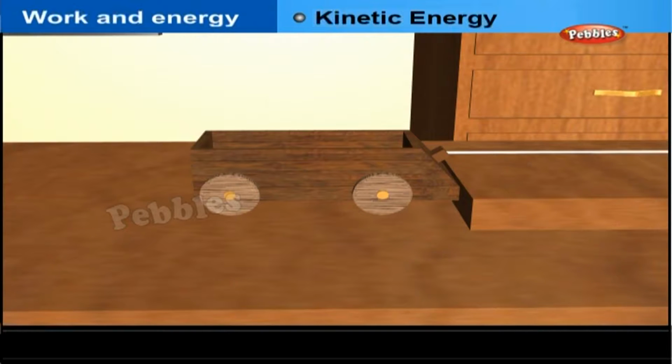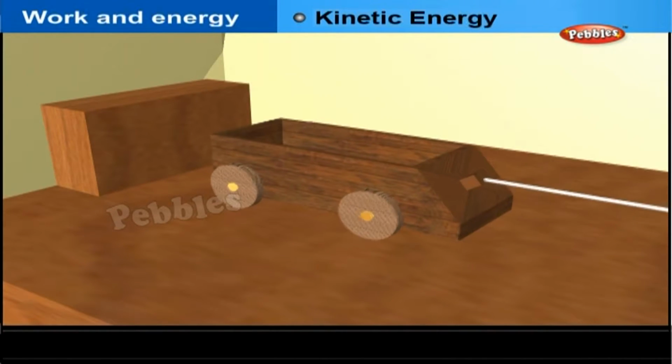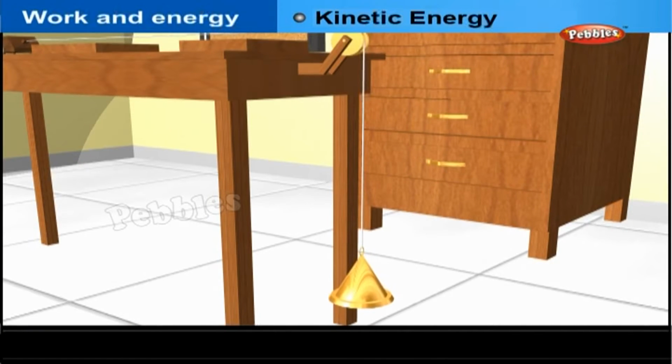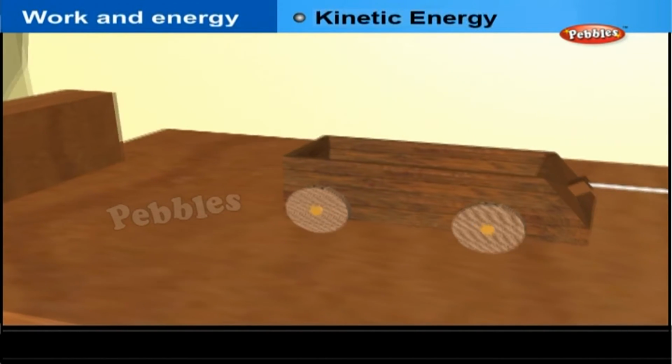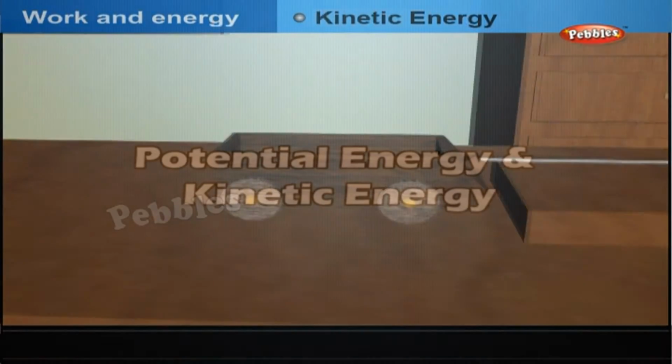This means work is done on the block by the trolley as the block has gained energy. Repeat this activity by increasing the mass on the pan. In this activity, the moving trolley does work and hence it possesses energy.